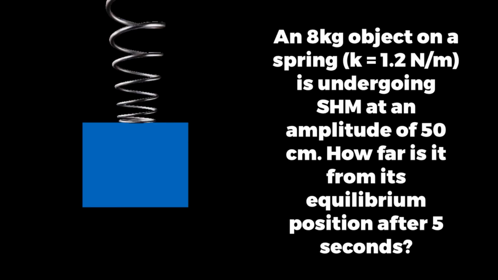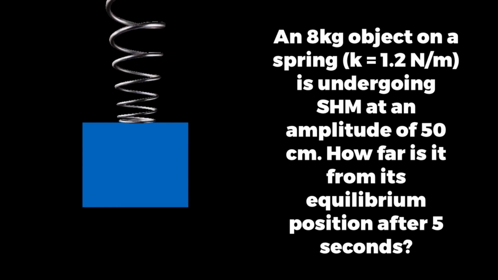So now I probably just hit you with a ton of equations and a ton of concepts at one time, so it's probably best to go over an example problem. So let's get started. An 8 kilogram object on a spring with a spring stiffness constant of 1.2 newtons per meter is undergoing simple harmonic motion at an amplitude of 50 centimeters. How far is it from its equilibrium position after 5 seconds?